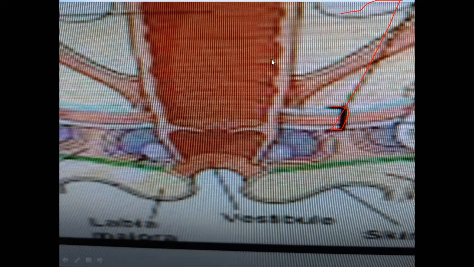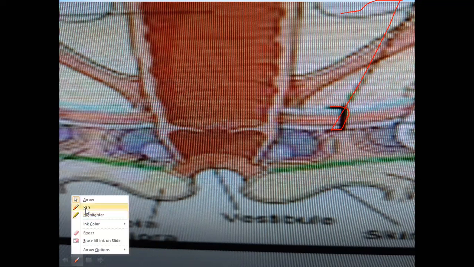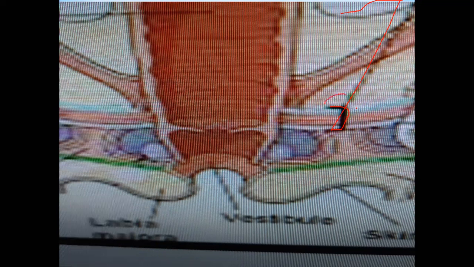Which one, the one with the red line, ma'am? No, the one with the blue, this part, the blue. Let me mark it again for you. This blue part or this area, this area. Which structure is this band?